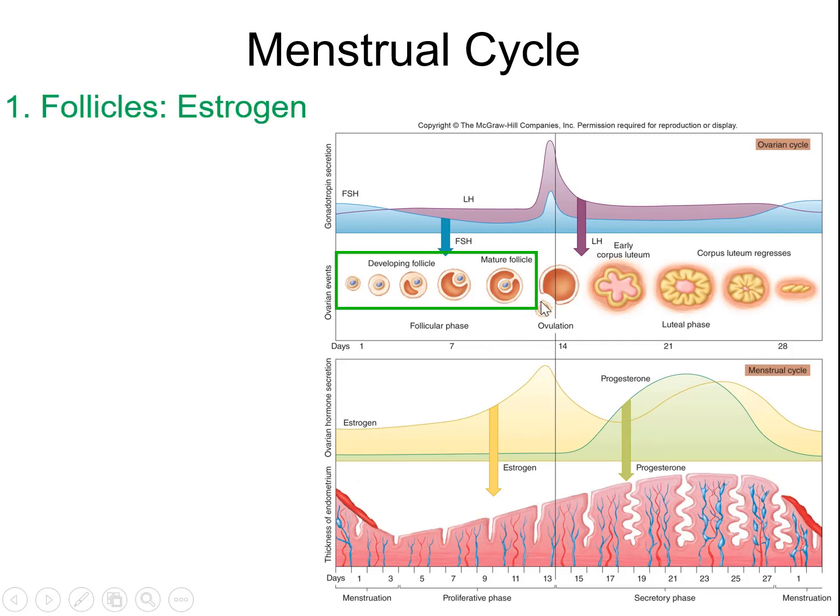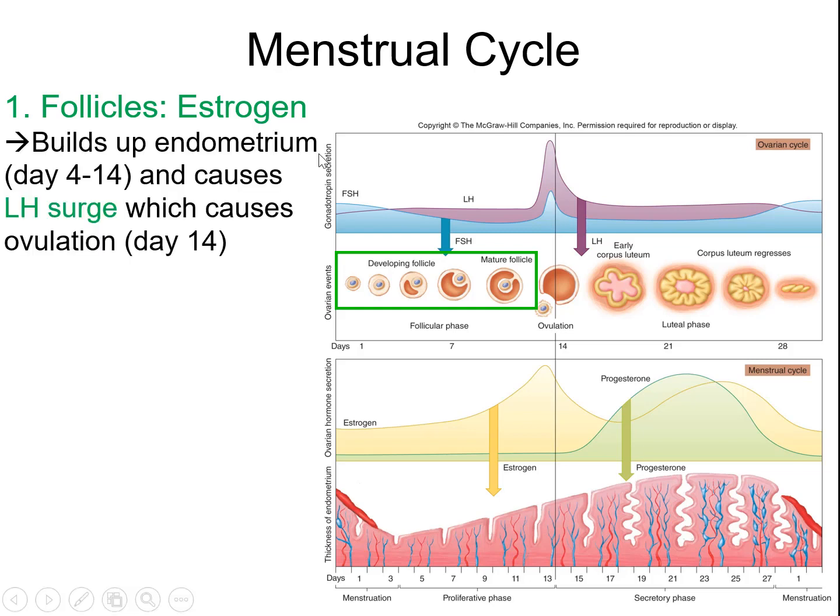All right, so remember, the first half of the cycle, days 1 through 14, the oocyte is maturing in the follicle. This is the follicular phase. One thing to add to the follicle is not only does it protect and nourish the oocyte, it's actually releasing estrogen. So the female hormone estrogen is released from these follicles. So what estrogen does is it helps build up the endometrium.